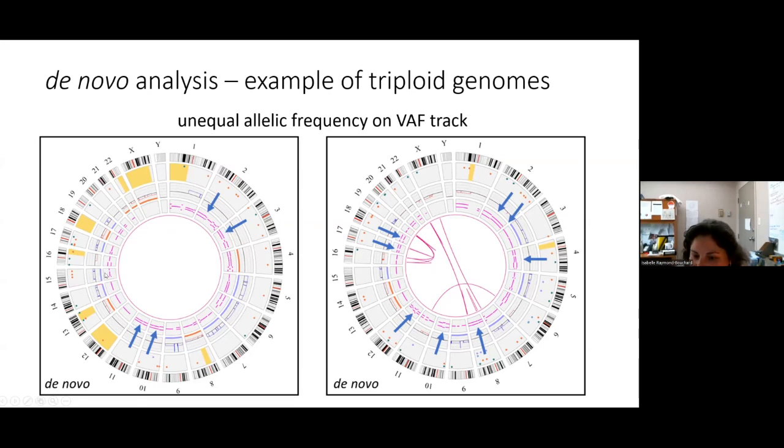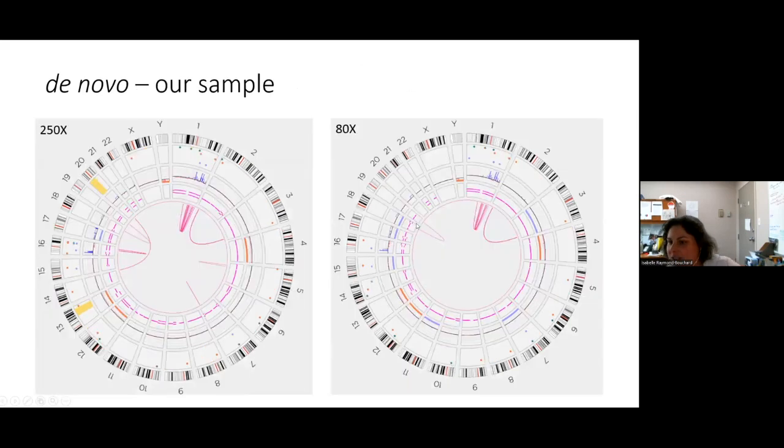And so sometimes you can spot this when you do your de novo analysis, but it can be very tricky. These are 2 example triploid genomes that we have, but when we try doing this with the sample that I'm discussing, you can see that we don't really see evidence for that. So maybe it's a tetraploid. Maybe there are just too many copy number gains and losses that it's not able to really give us evidence of triploidy when we do the de novo analysis.